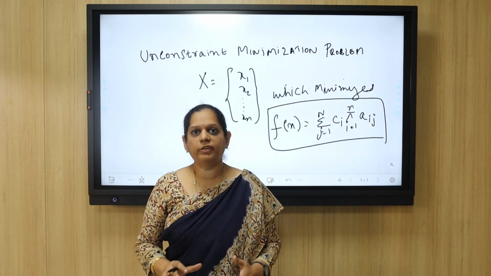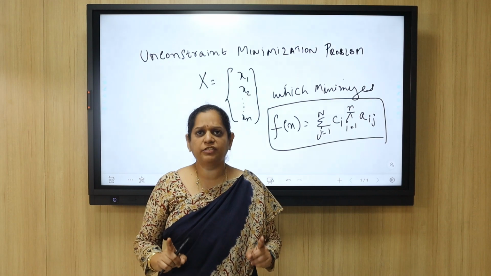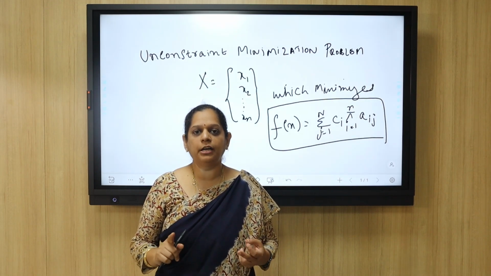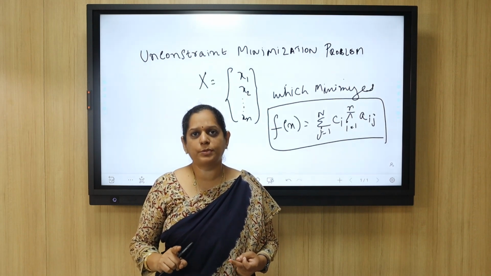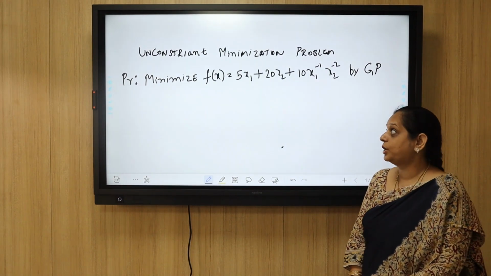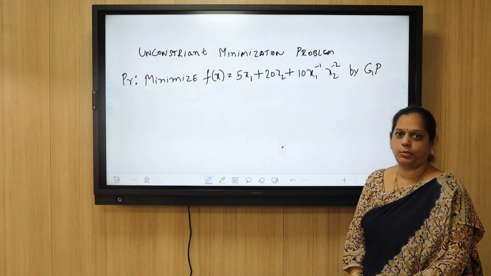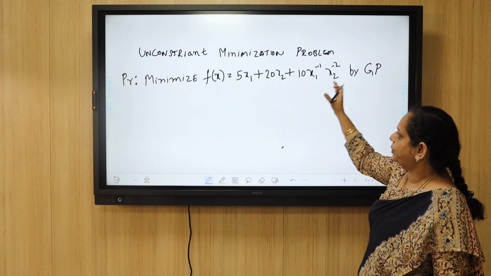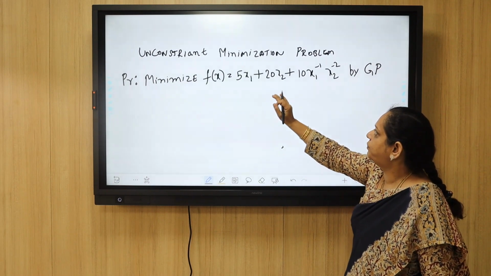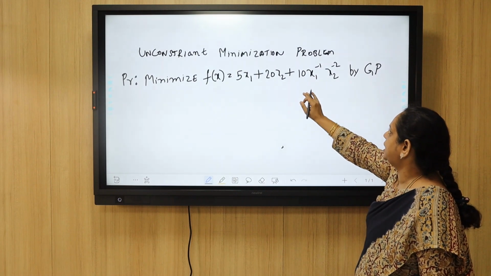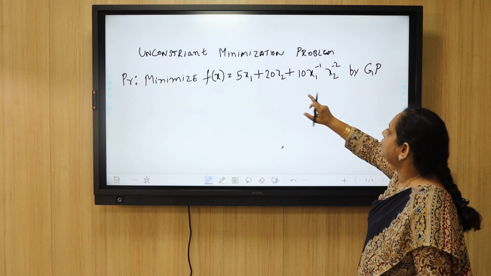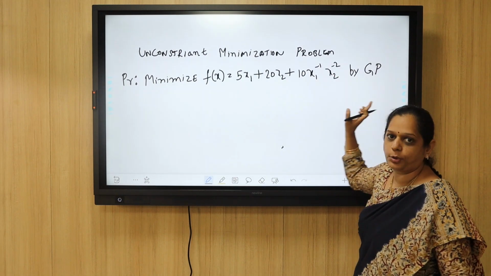Here we are going to solve with two different approaches. One is based on differential calculus, and the other is based on the concepts of geometric inequality. Now we will discuss one unconstrained minimization problem. Minimize f of x equal to 5x1 plus 20x2 plus 10 x1 to the power of minus 1 times x2 to the power of minus 2, which should be solved by using geometric programming.